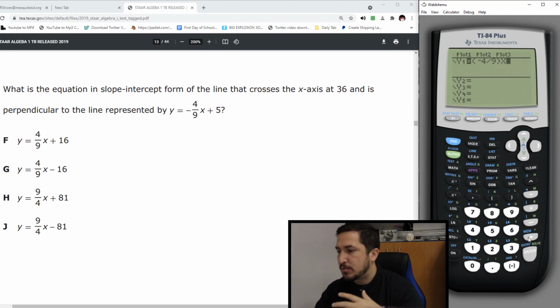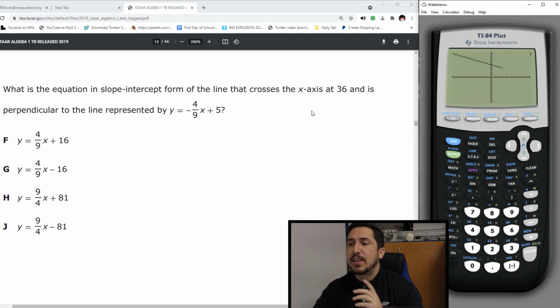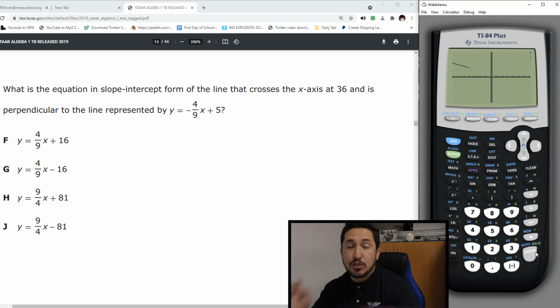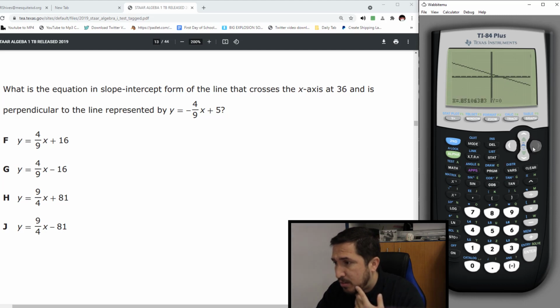Now the x comes, and then the plus 5 comes, and now I hit graph, and I want to see if he's touching the x-axis at 36. I can't tell. It looks like he's almost touching. I'm going to hit zoom 3 to zoom out. Zoom 3, enter. Let's see. I don't know where he's touching though, bro. Let me scoot this little guy over.